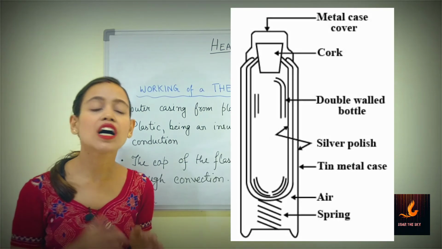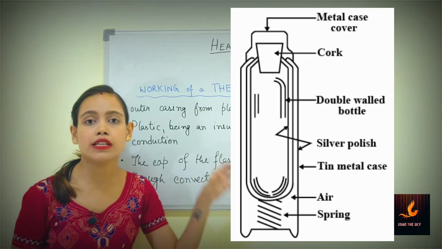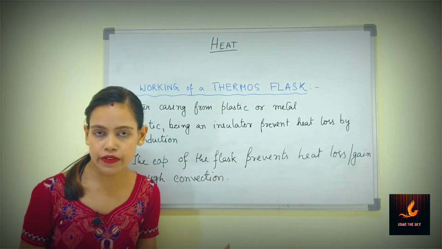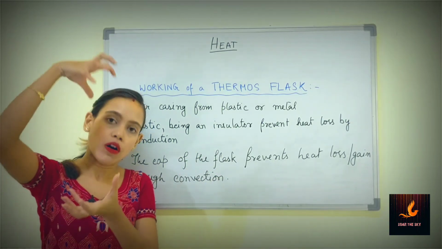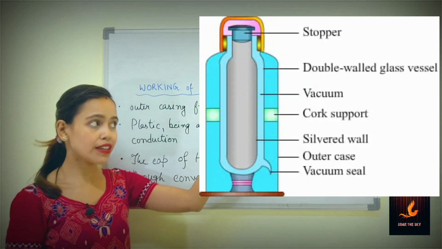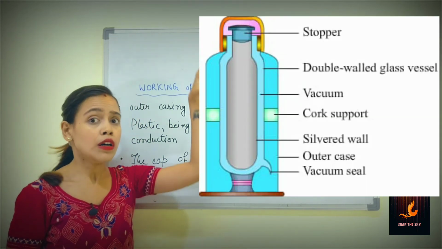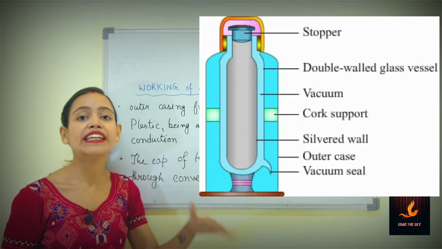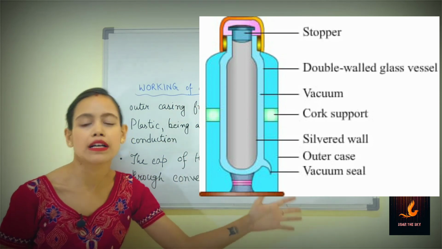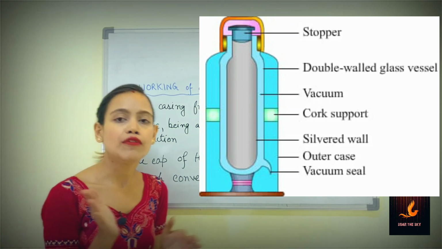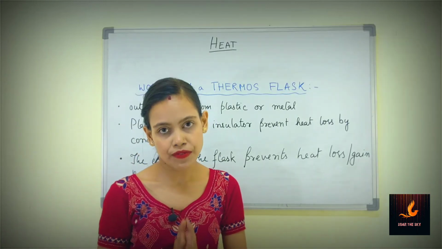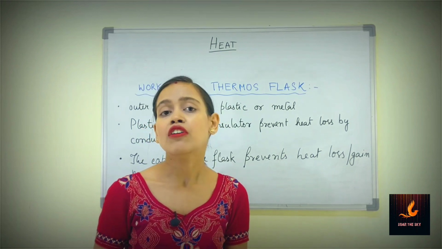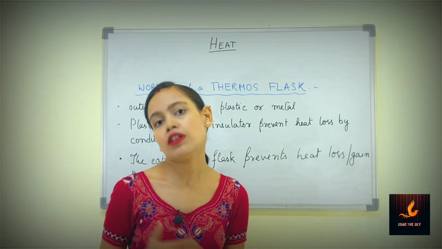Not only this, the thermos flask also prevents heat loss from convection as well. How? The cap right on the top of the flask, if you see in the diagram, is made in such a way that it seals off the container completely, preventing any loss from convection as well. This is how the fluids inside a thermos flask retain their temperature without losing heat via conduction, convection and radiation.